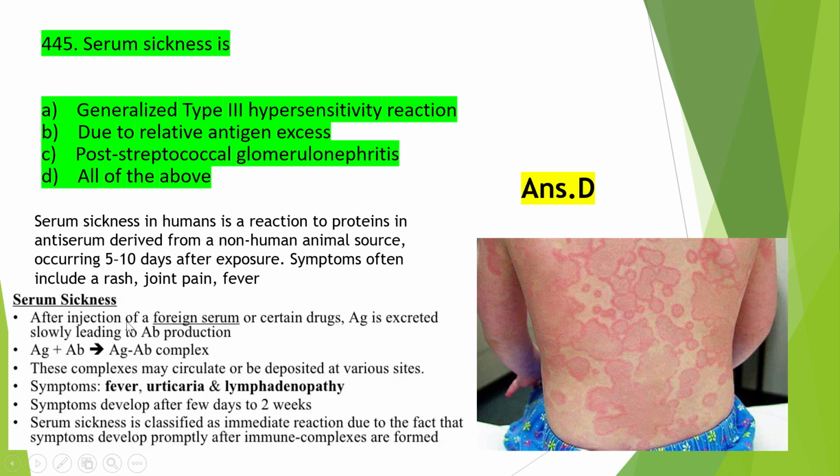So serum sickness occurs after injecting a foreign serum or certain drugs; the antigen is excreted slowly, leading to antibody production. So antigen and antibody complex is produced, and this complex may circulate or be deposited at various sites. Symptoms: fever, urticaria or lymphadenopathy, and symptoms develop after a few days to 2 weeks. And serum sickness is classified as an immediate reaction due to the fact that symptoms develop promptly after immune complexes are formed. So it produces like this. Serum sickness can be seen like this.